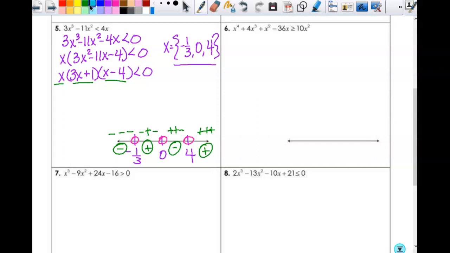Okay? All right, so then I shade. Negative, positive, negative, positive. Do I want these to be negative or positive? Negative. Less than 0, right? That's how we decide, is based on that sign. The function less than 0, so that means I want the negatives. So I go from negative infinity to negative 1/3. Do I include the 1/3? No. And then from 0 to 4.